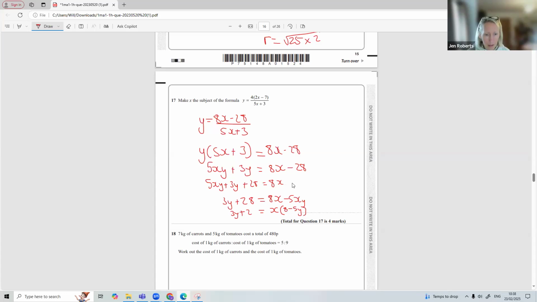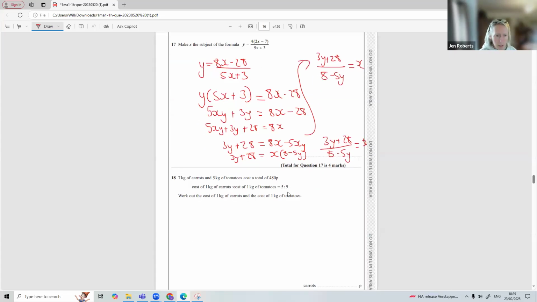And then my last step, which I'm going to do over here, is dividing both sides by 8 minus 5y. And then you'll see I've got x is the subject, x is equal to this. Or alternatively, you may have the answer minus 3y minus 28 over 5y minus 8.